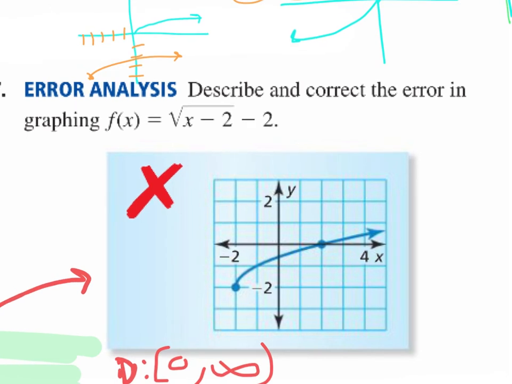Alright, what is our error in graphing? f of x is equal to the square root of x minus 2, minus 2. What does this minus 2 on the inside tell us? To the right 2. Does our graph look like it went to the right 2? No. So that's our error. They went left, we were supposed to go right.